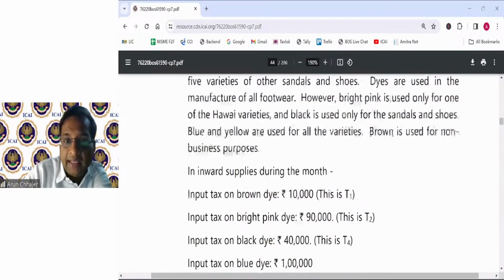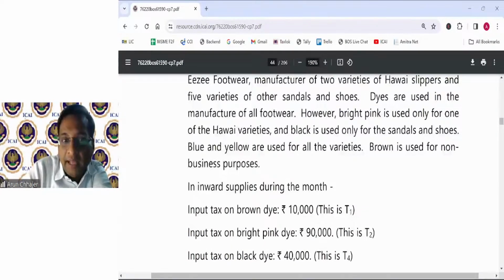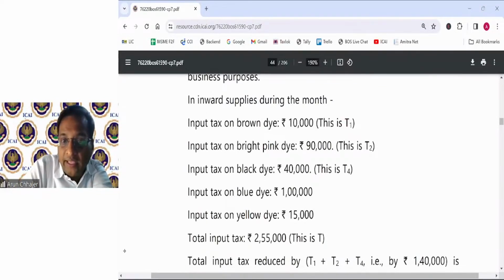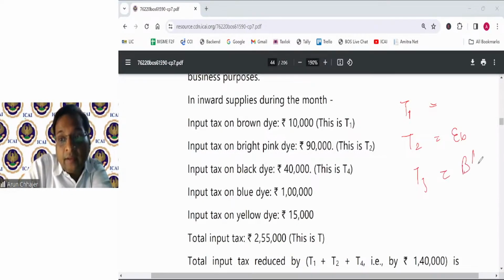Now, black is used only for the sandals and shoes. So sandals and shoes are taxable. So I can say it is T4, right? So what is the T1? Exclusively non-business. What is the T2? Exclusively exempted. What is the T3? Blocked credit. Okay. And what is the T4? Exclusively taxable. So T4 is taxable.